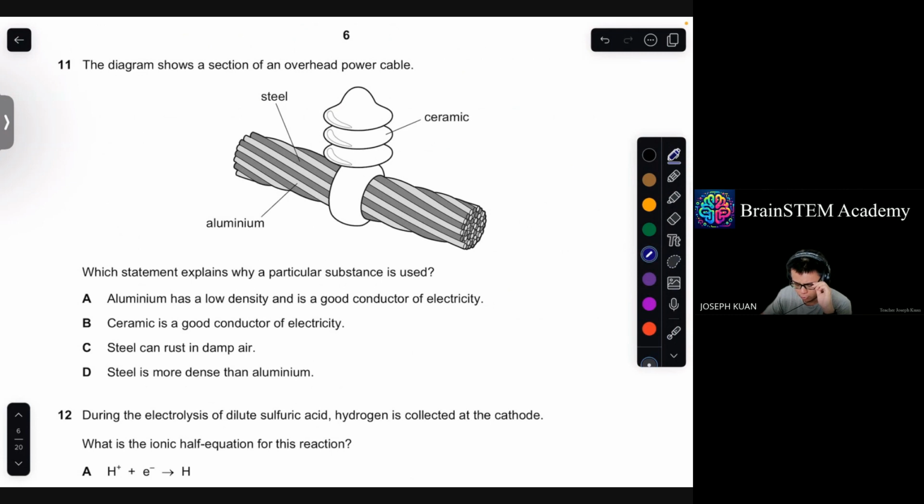The diagram below shows a section of an overhead power cable. Which statement explains why a particular substance is used? Aluminium has a low density and is a good conductor of electricity. That is actually correct. So the answer is A. Ceramic does not conduct electricity, so B is wrong. Steel can rust in damp air. Yes, but it's not the reason why we use it in the overhead power cable. And then steel is more dense than aluminium. Not exactly a reason why we use them in power cables, right? So the only answer possible is A.